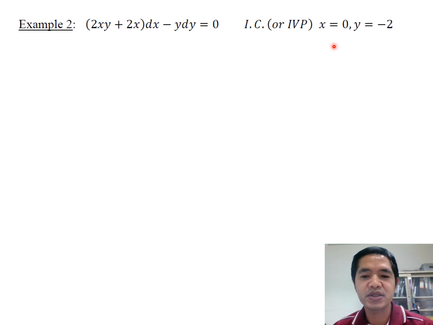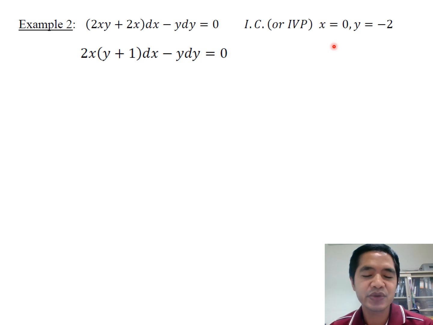final solution. Okay, so what you do is first you try to separate the equation. Try different ways to see if you can separate this problem. So in this equation, at the beginning we can take 2x out of the parenthesis. We get 2x times (y plus 1) times dx minus y dy. Okay.